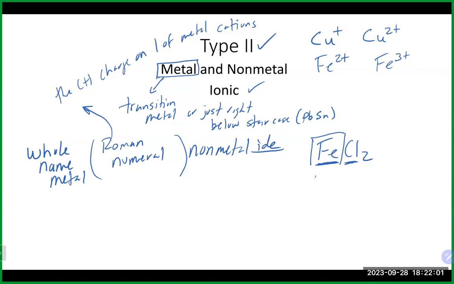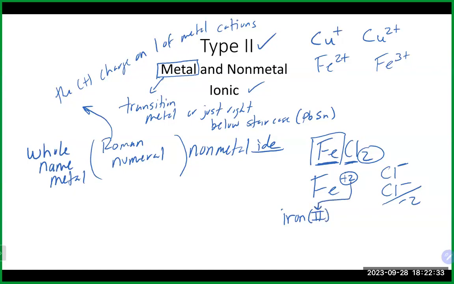To figure out the charge, you can do a quick bit of math. We know that chlorine is group number 7, it's got a -1 charge, and there are 2 of them, which gives us a grand total of -2. And once again, it does have to equal 0. Since there's only one iron, the iron needs to carry a +2 charge. So when we name this, it is iron Roman numeral 2 because of the charge on the metal, and the Cl- gets chloride just like before.